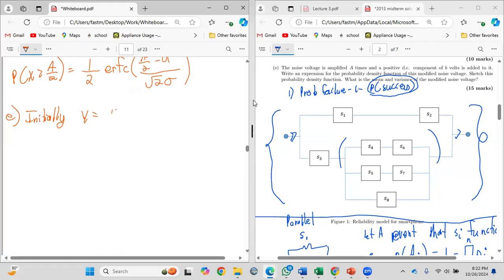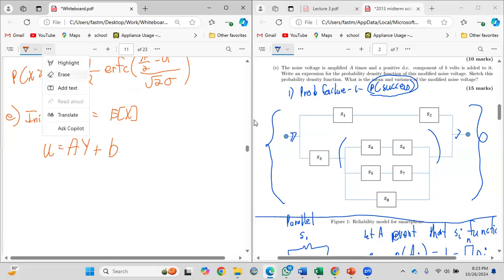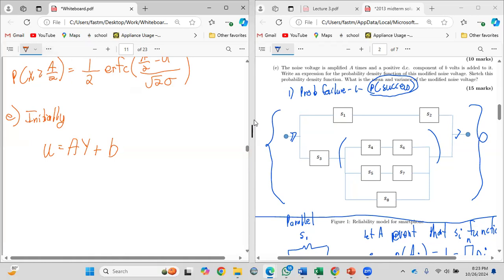So you have the expectation of X. After you do all your working, you say U is equal to A Y, because it said amplifying it A times, and you're putting a DC component to it, plus B. You don't need to write this if it's confusing, but basically, U, or whatever letter you choose, will be amplified A times, and you put a DC component to it. The question says write an expression for the PDF of the modified noise voltage, sketch the PDF, and calculate the mean and the variance. So a lot of things to do.